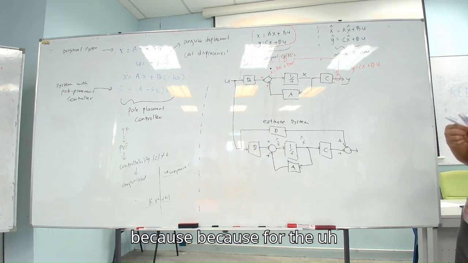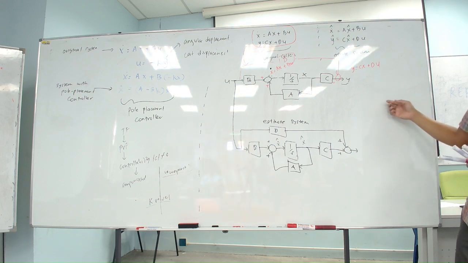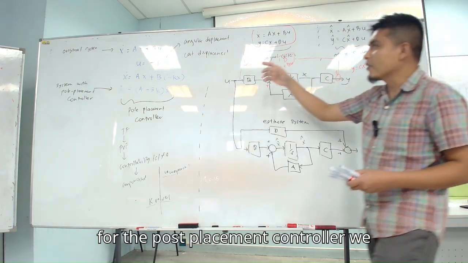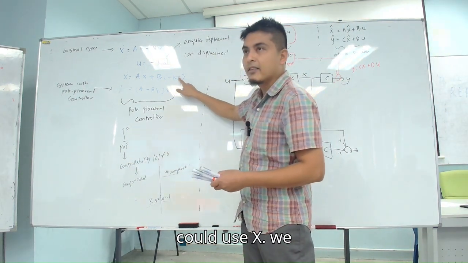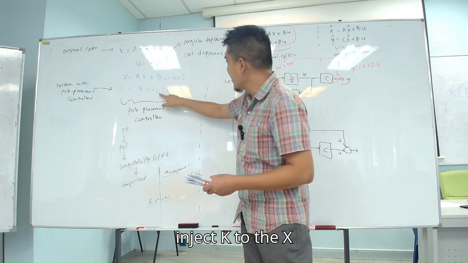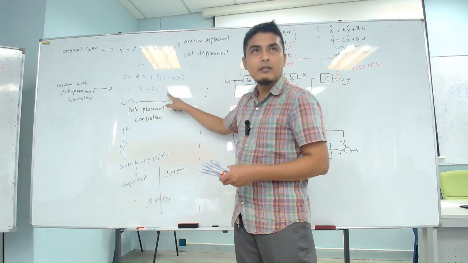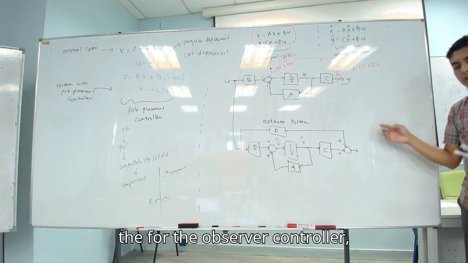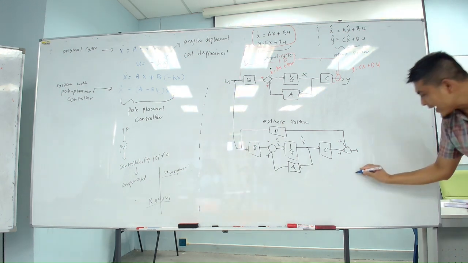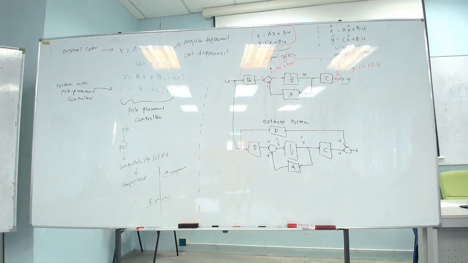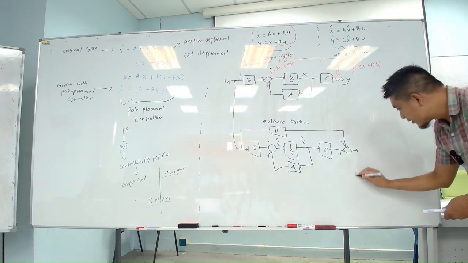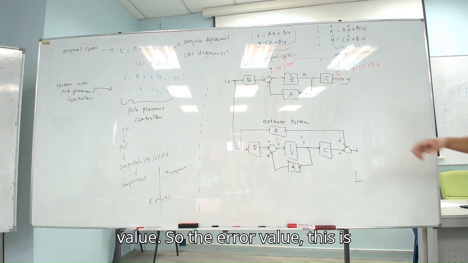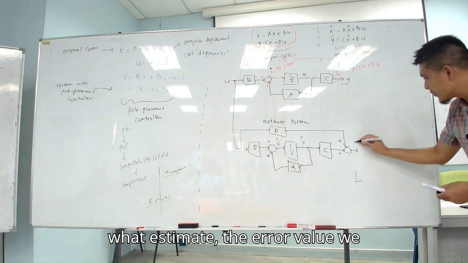So where do we inject L into the system for the observer? For the pole placement controller we could use X. We inject K to the X, because we can measure it. But for the observer controller, we inject L to the error value. So the error value, this is Y estimate.